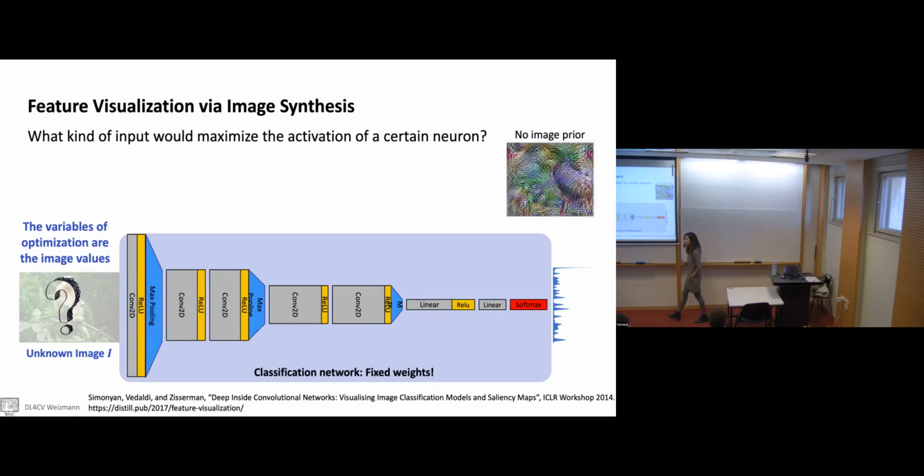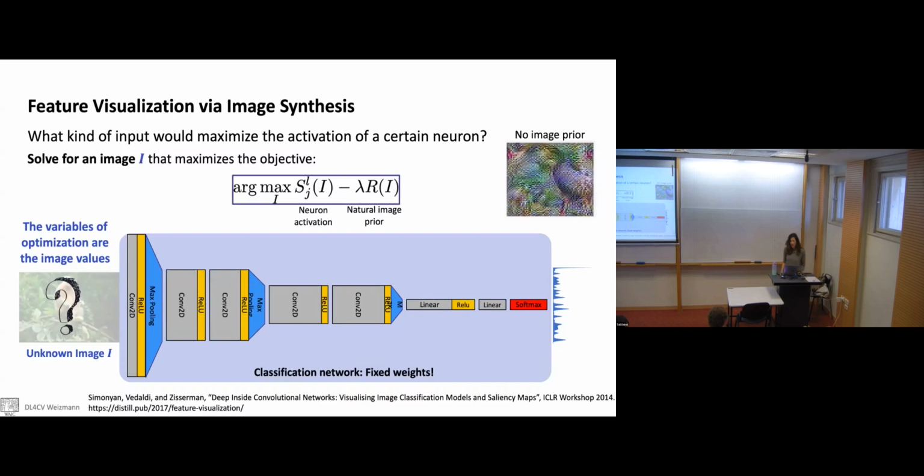The variable of optimization, my unknown, is the input image. I don't know the input image; I want to solve for it. And the target is actually the classification result, a one hot vector at the position of the target class. So it's an optimization task: I want to solve for I, such that it maximizes some neuron activation. It could be some target class, or some other neuron if I want. And there we have this term that we want to minimize, R of I, which is some prior about what natural images look like.